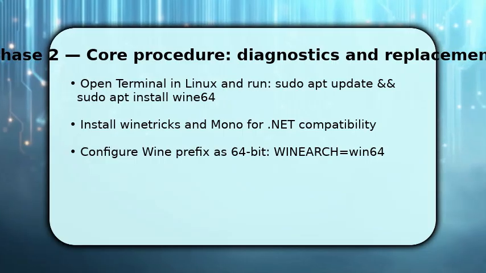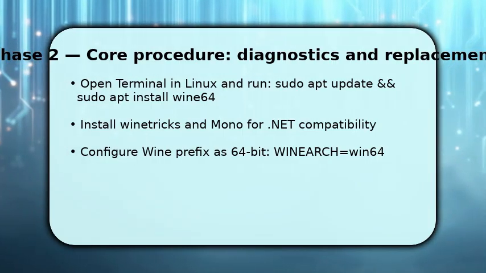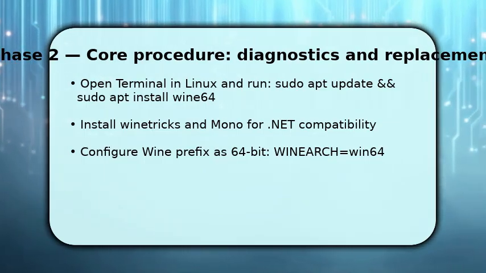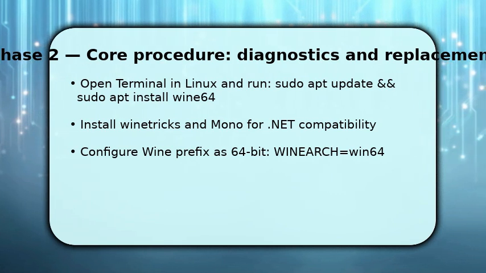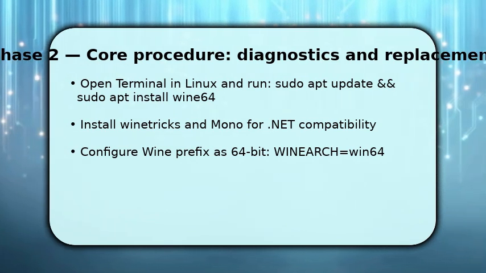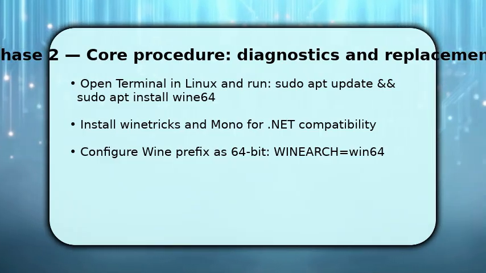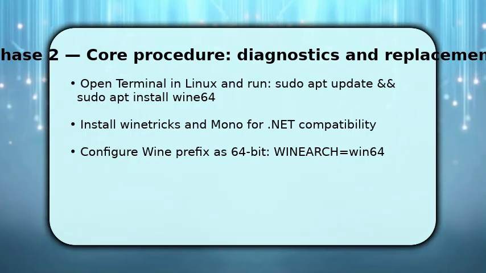Configure a 64-bit Wine prefix by exporting WINEARCH equals win64 and creating the prefix. This avoids 32-bit limitations. Once configured, use Winetricks to install fonts and core components like corefonts and vcrun2015. This fixes common runtime errors. Take it step by step and watch terminal messages for missing packages.